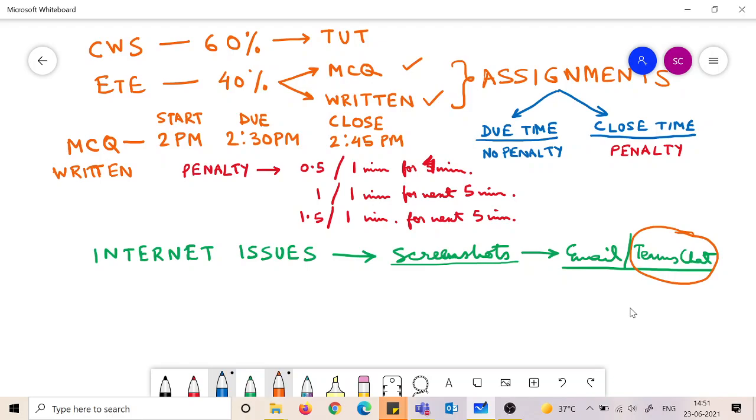So the best thing is to submit within time, but if for some issue you are unable to do it, immediately use the alternate methods of sending it in email or Teams chat. And as soon as possible, because please keep in mind you are accruing penalty. The more late you are, the more penalty you accrue. So this is what I had to share. Please keep this in mind.